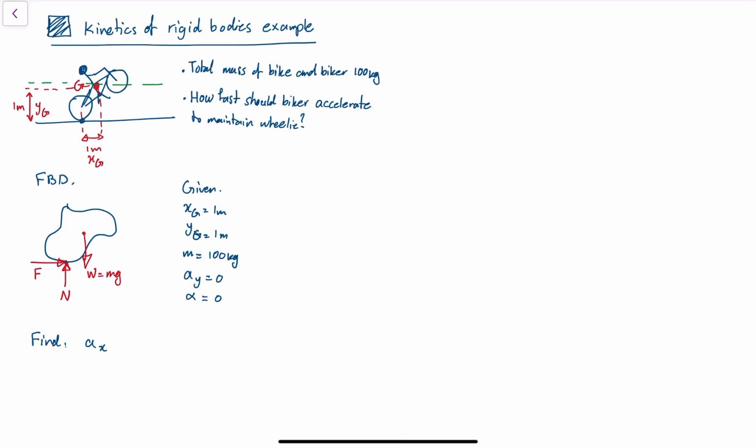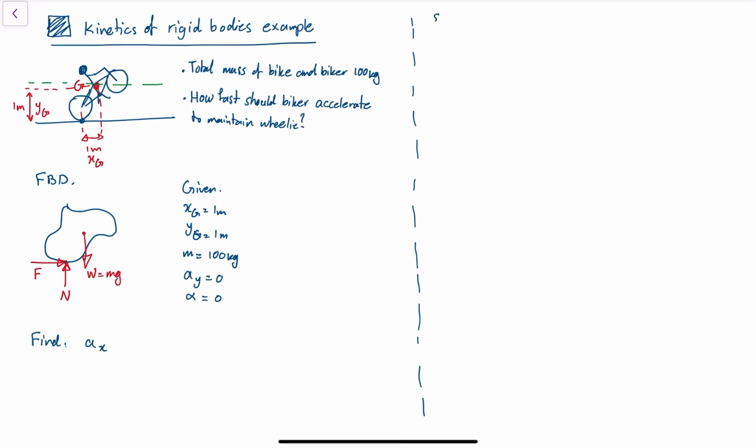Is there anything else? Speed is not given. You are being asked to solve the problem at a single instant, so there is no transition. I think that's all. At least right now I can't think of anything else that is given to me. Okay.